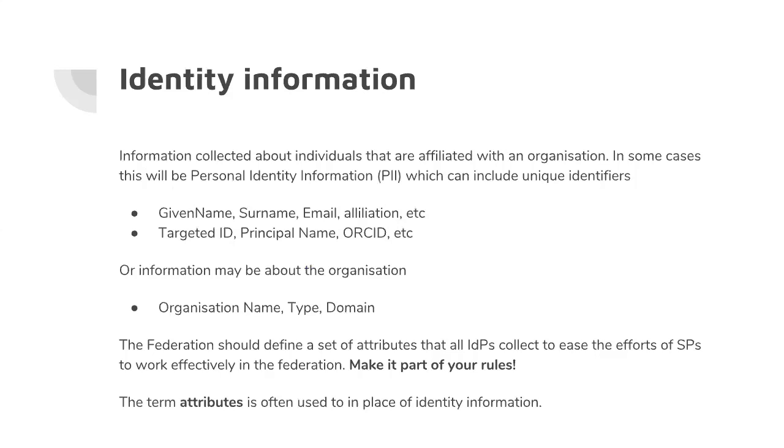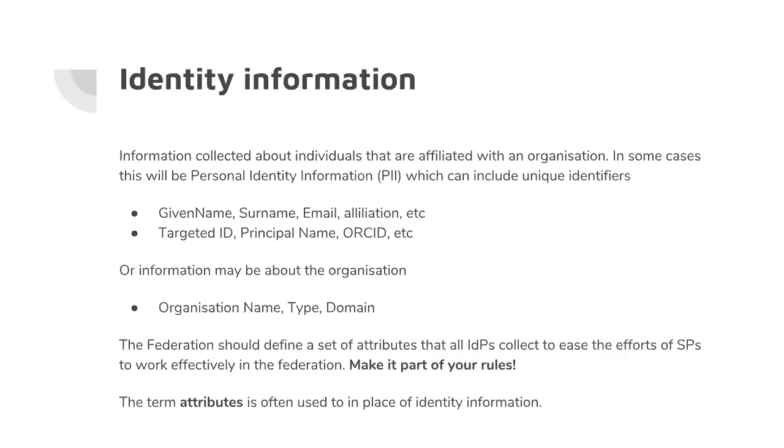Your federation should define a set of attributes, or identity information, that IDPs should collect. And this will ease the effort of your service providers to work effectively in your federation. It's a good idea to make your list of attributes that you want to have your IDPs collect part of your rules. Within the federation that we run, the AAF, we have a template, an appendix to our rules, which just lists all of the attributes that we expect our IDPs to be able to collect and to provide to service providers.